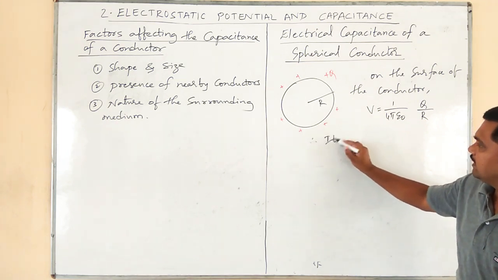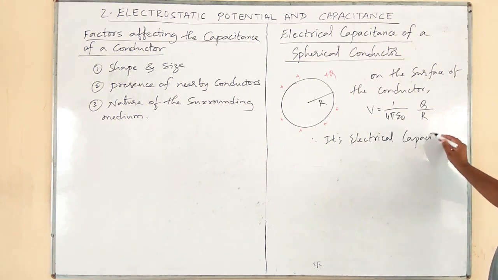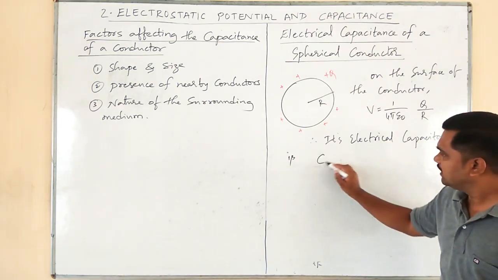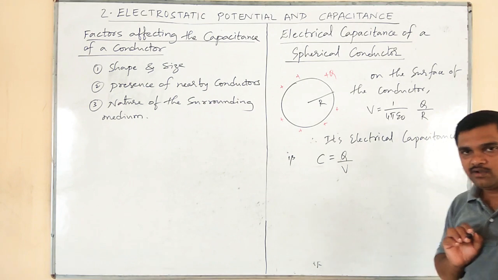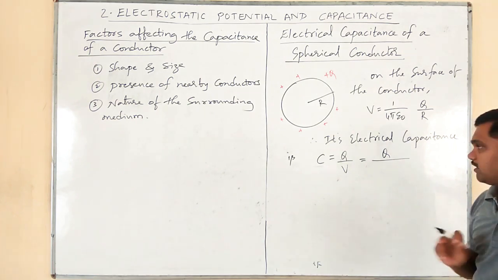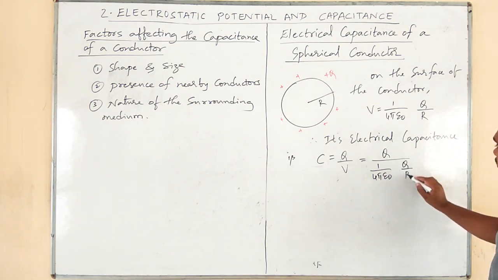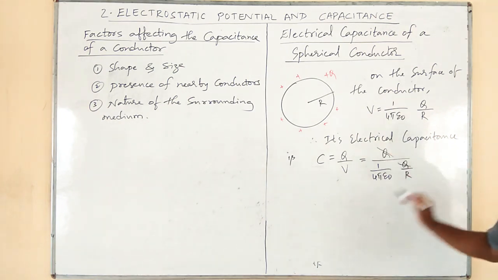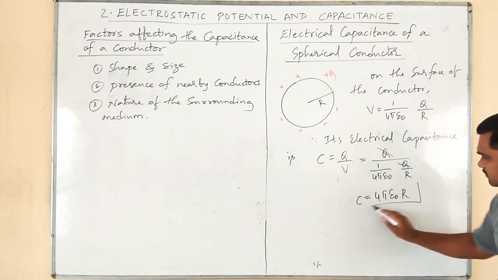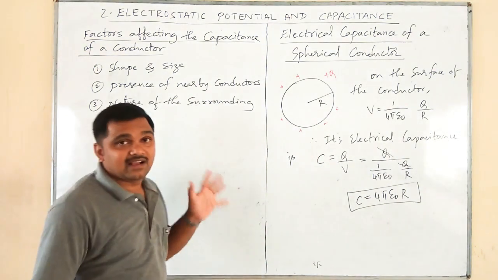Therefore, its electrical capacitance C is equal to Q upon V. What is the value of Q? Q only. What is the value of V? 1 upon 4 pi epsilon naught, Q divided by R. If I cancel Q and Q, C is equal to 4 pi epsilon naught R. This is the value of electrical capacitance of a spherical conductor.